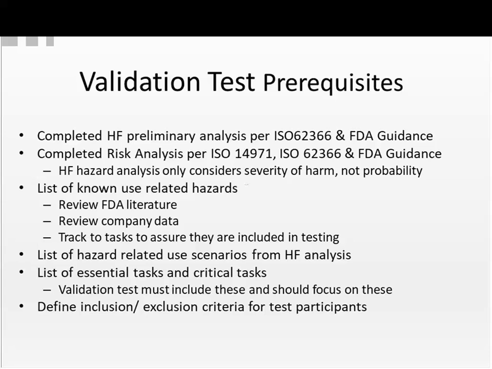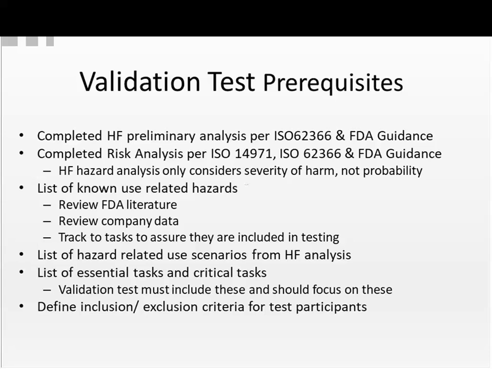FDA feels you cannot reasonably estimate the probability of a person committing an error. You should have a list of known use-related hazards. And this comes from reviewing FDA literature, FDA databases, reviewing your own company data, reviewing industry data information. All of these identified use-related hazards should be documented and tracked to tasks to assure that they are included in testing. So you want to be able to demonstrate that you've identified use-related hazards and you've considered them in your human factors validation.